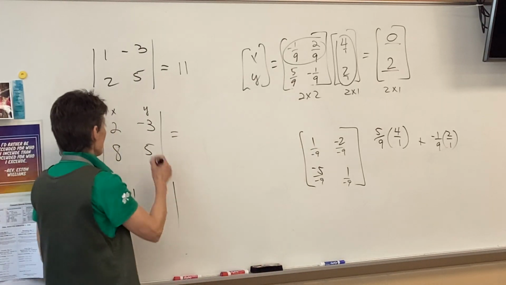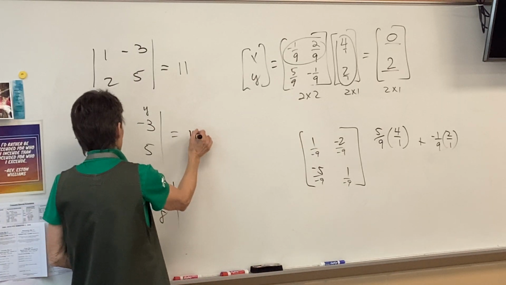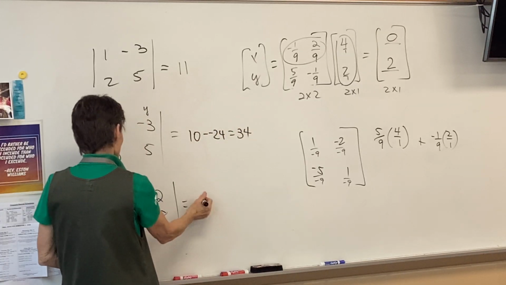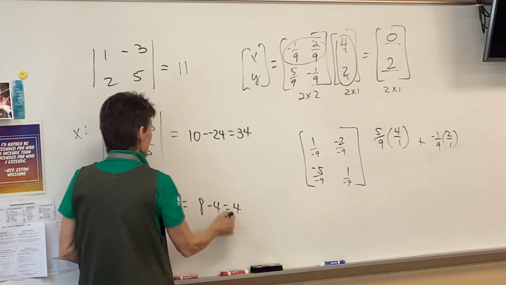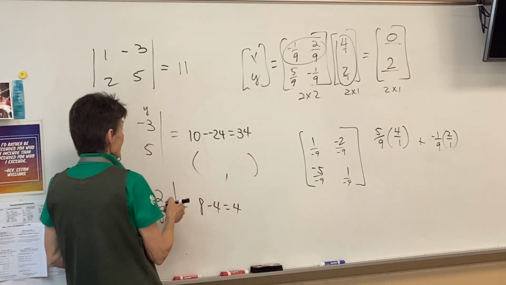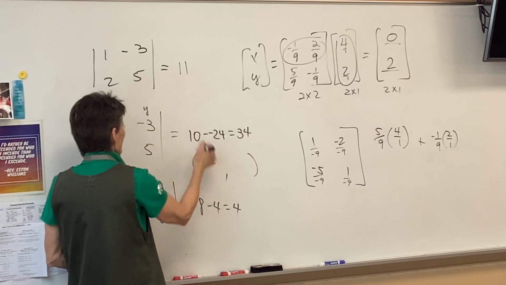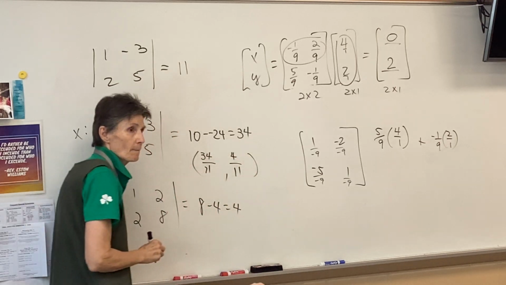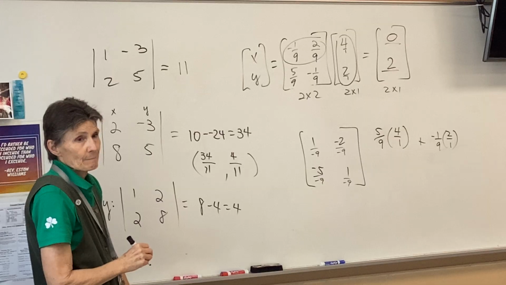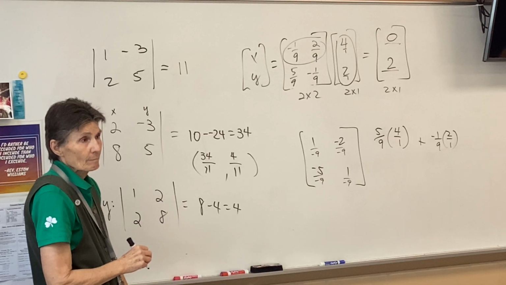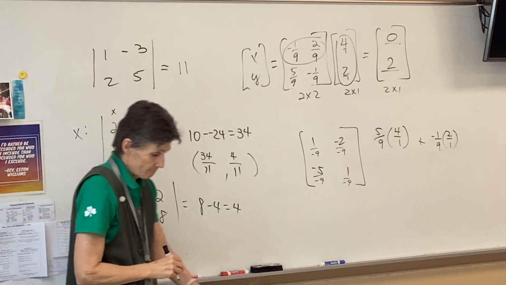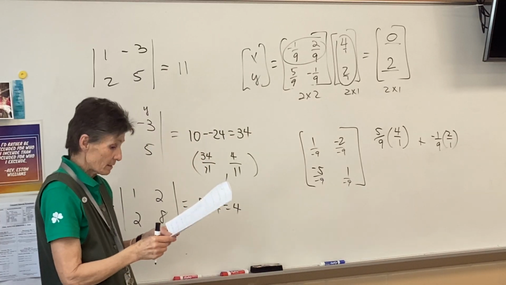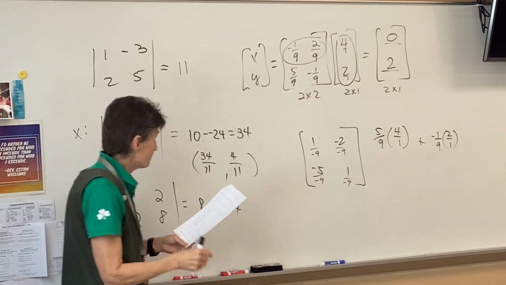All right, so let's evaluate, what's this one? 10 minus negative 24, is that 34? Yeah. And this one is 8 minus 4, it's 4. So then I write my answer, and my answer is 34 over 11 and 4 over 11. Tomorrow I'll give you your quizzes back after I get the late ones graded.